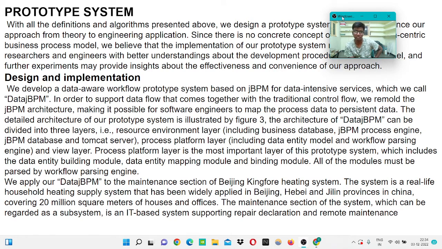The architecture of Data JVPM can be divided into three layers, that is, resource development layer, process platform layer, and view layer. Process platform layer is the most important layer in this prototype system, which includes the data entity building module, data entity mapping module, and binding module. All of these modules must be passed by the workflow engine. We apply our Data JVPM to the maintenance section of the Beijing King heating system.